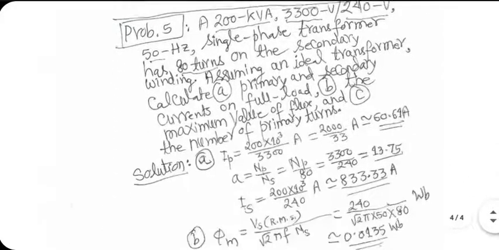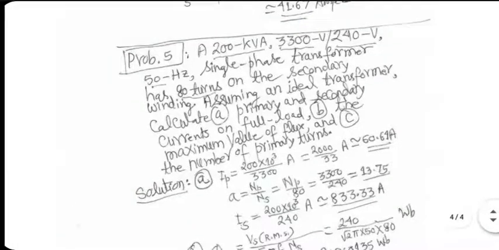Next one. This may be a little more complicated. A 200 kVA, 3300 volt. By default, the volt value mentioned on the left side is always primary voltage, and that on the right side is always secondary voltage. That's the convention. So primary voltage is 3300 volts, secondary voltage is 240 volt. Frequency is given, single phase, 80 turns on the primary.